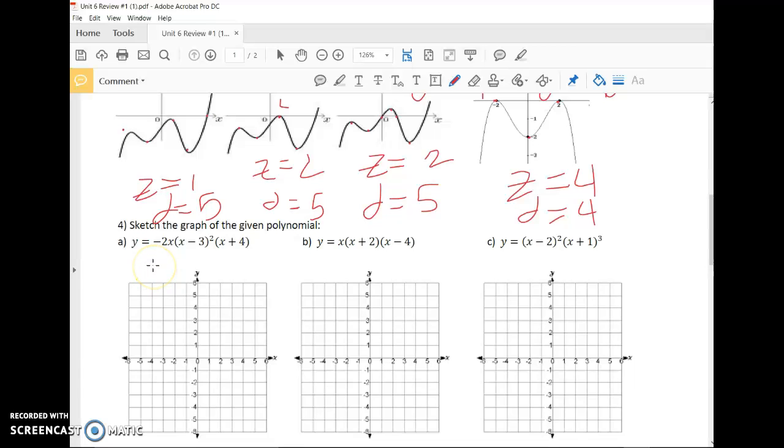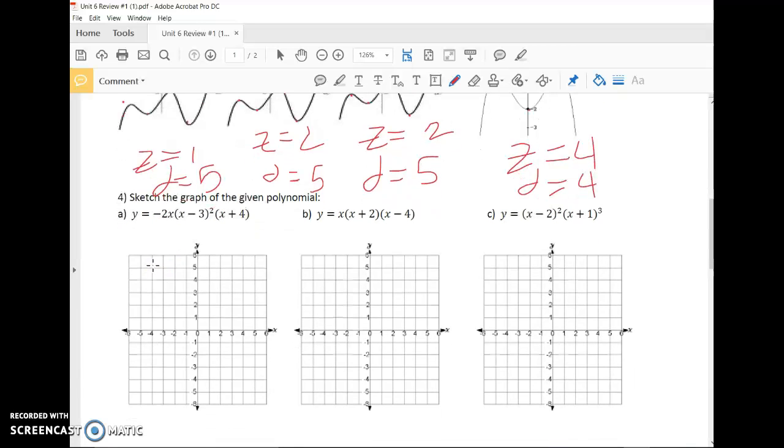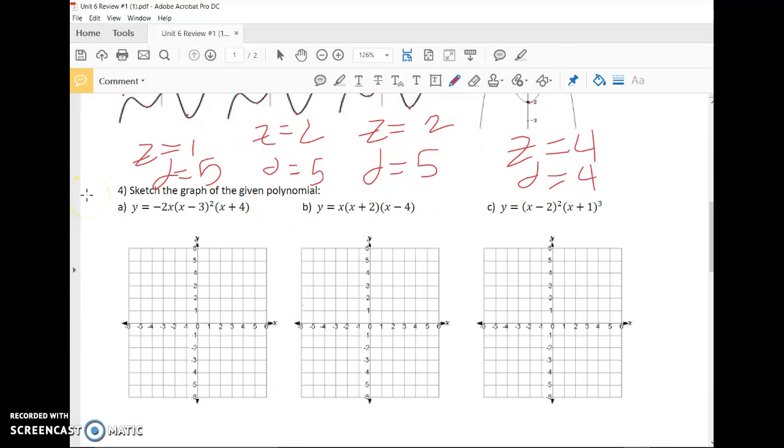First thing when you graph, write down the zeros. So 0, 3, and -4. The first thing that we do is we write down the zeros, and as you can see, what would make this thing 0? Well, that's 0. So anytime you have an x in front, that zero is 0. Okay, now we're going to plot those points.